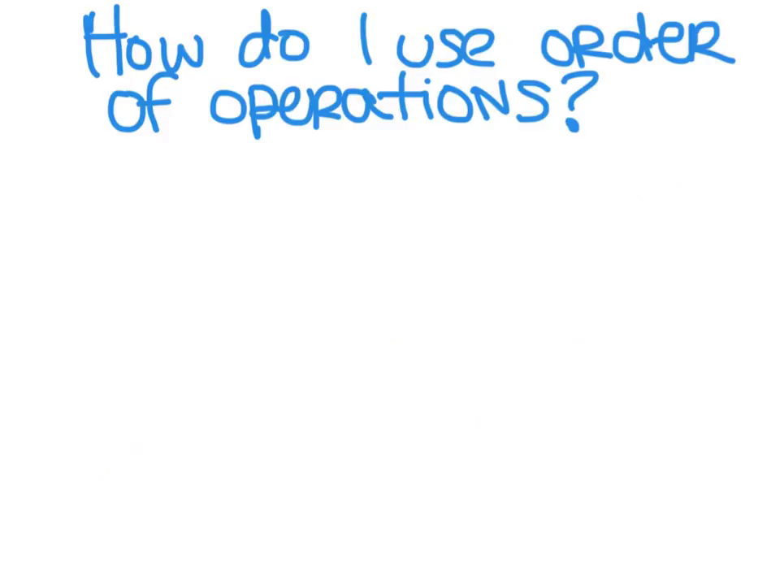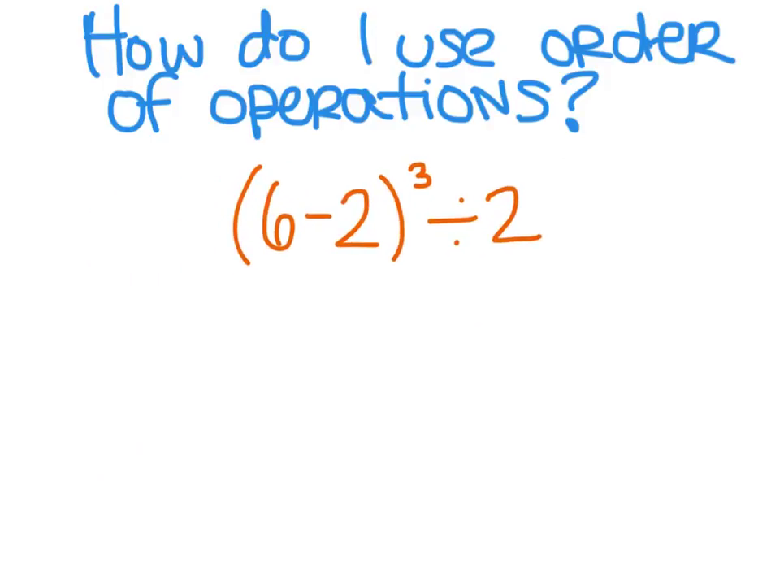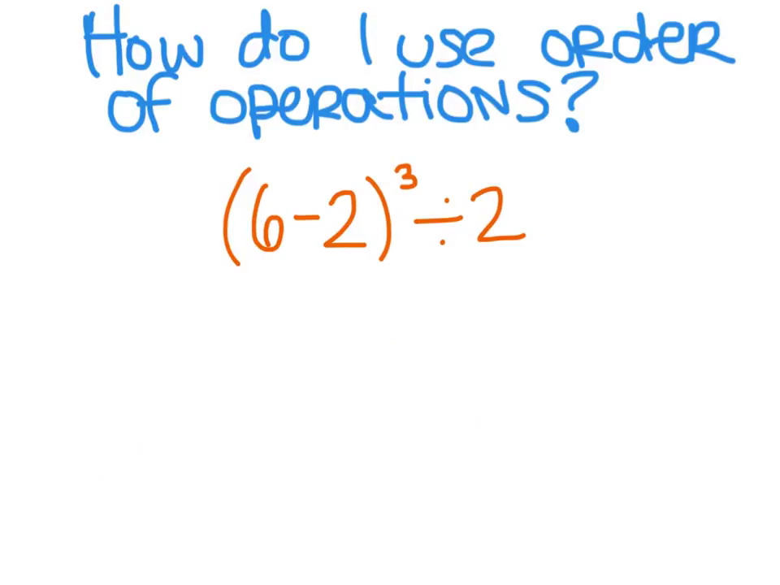How do I use order of operations now that you know what it is? Here's the first problem. I'm going to give you 2 only. First one, 6 minus 2, parentheses, cubed, divided by 2. We're going to use what I call a PEMDAS pizza. So you're going to do one step and then rewrite everything else. First step is going to be the P parentheses, which is just grouping symbols. 6 minus 2 is 4. I'm going to rewrite everything now.